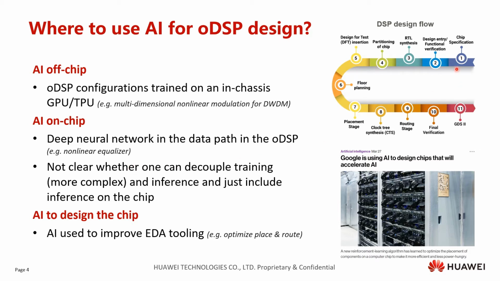And if we look at the complete design flow of an ASIC, we see there are several stages, all requiring dedicated tools. And this EDA tooling can also be improved by using AI. For example, Google used AI to design chips that will accelerate AI. So it's a self-improving circle, although it's far away from the final invention.